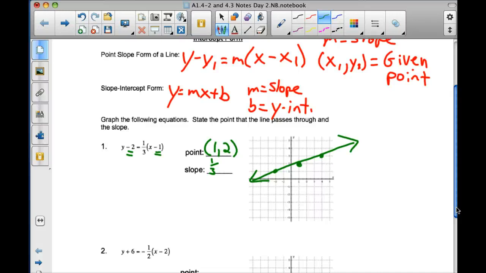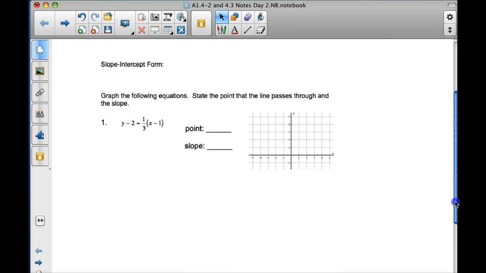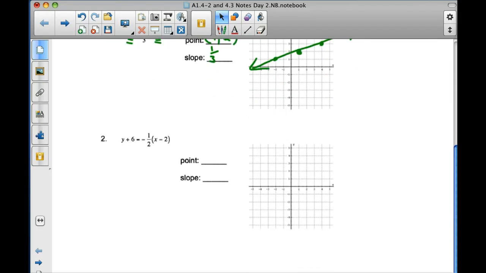All right, that's the first one. Pretty simple. Okay, try that next one. Everybody jot down, get the point out of the equation. Point's not on the graph. Get the slope. Point's not on the graph. You might have to go a little bit off. That's okay. You can do it.